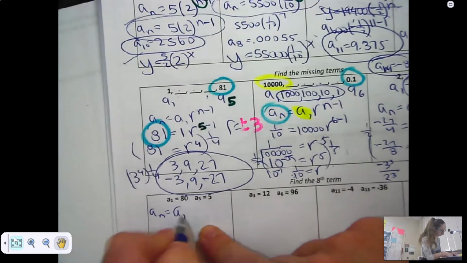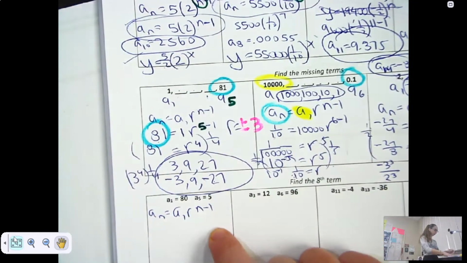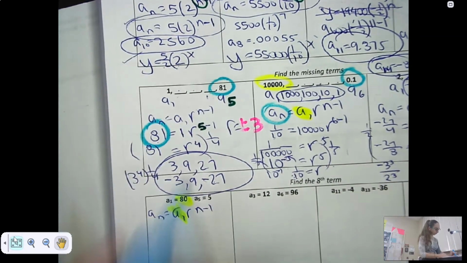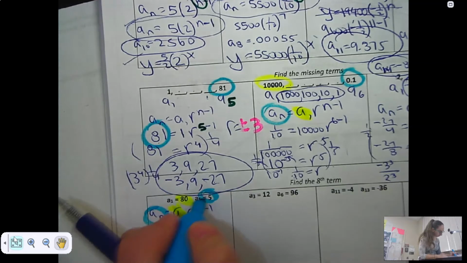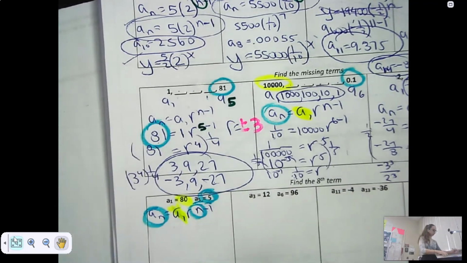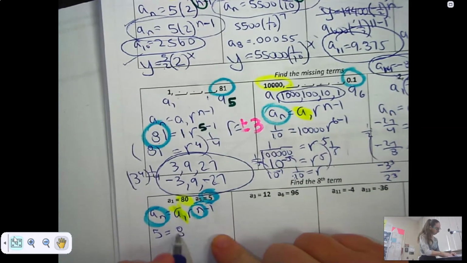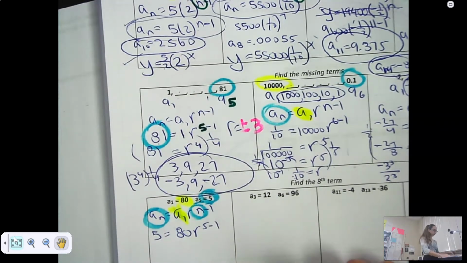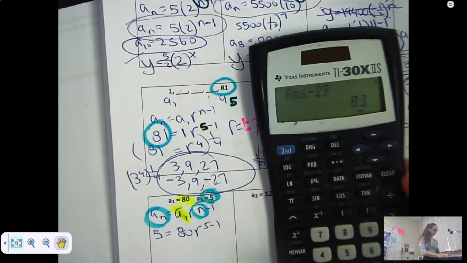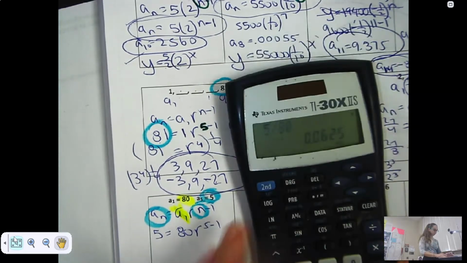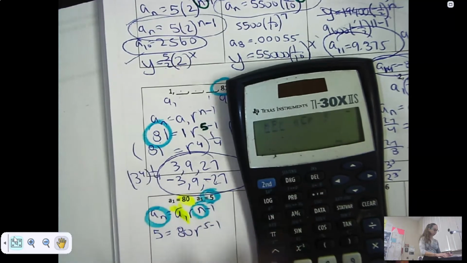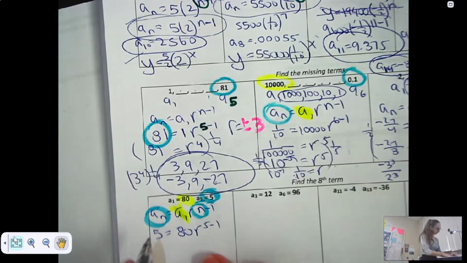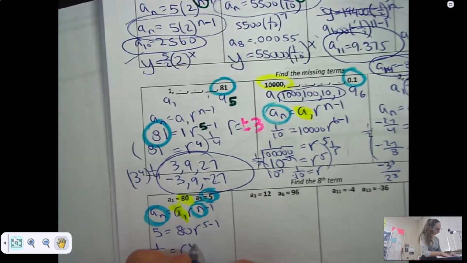A sub n equals a1 r to the n minus 1. There's my a sub 1. I'm going to use this 5 and that 5 there to plug it in. 5 equals 80 r to the 5 minus 1. 5 divided by 80 is 1/16, which equals r to the 4th.